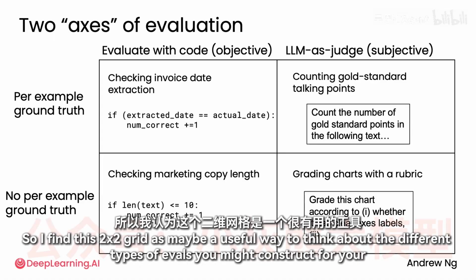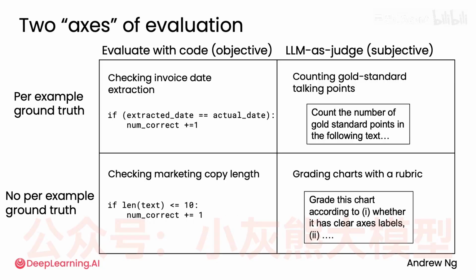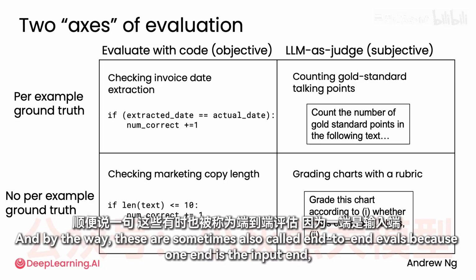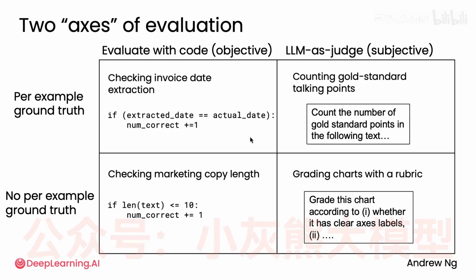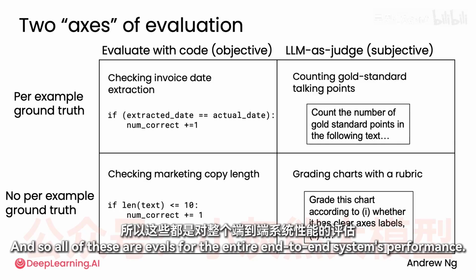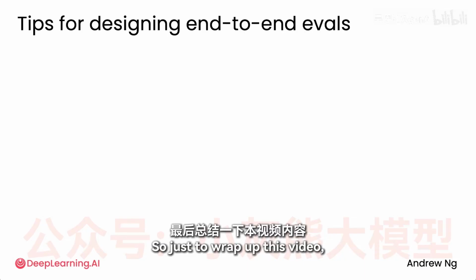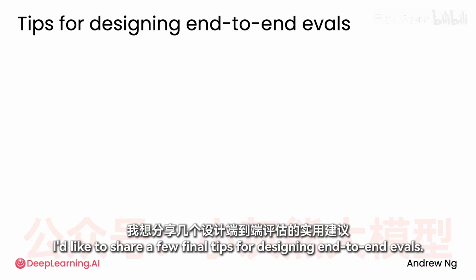So I find this 2x2 grid as maybe a useful way to think about the different types of evals you might construct for your application. And by the way, these are sometimes also called end-to-end evals because one end is the input end, such as the user query prompt, and the other end is the final output. And so all of these are evals for the entire end-to-end system's performance. So just to wrap up this video, I'd like to share a few final tips for designing end-to-end evals.